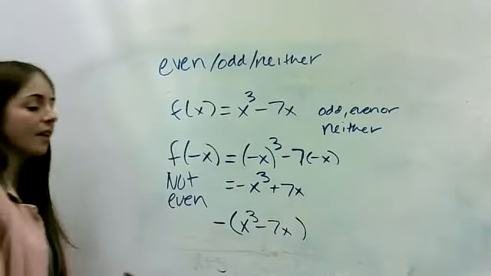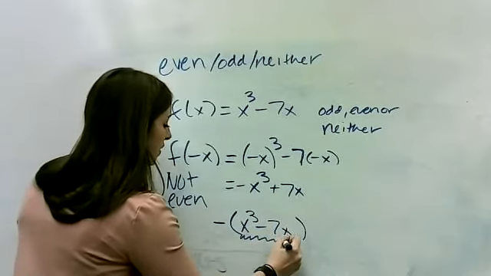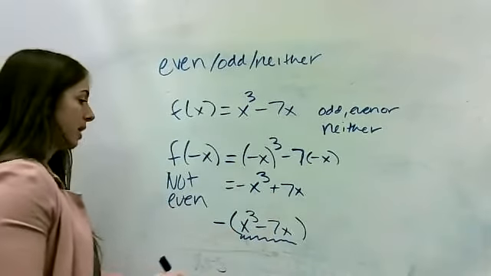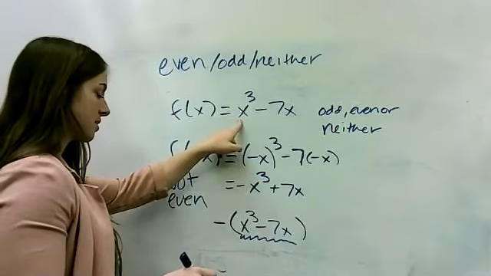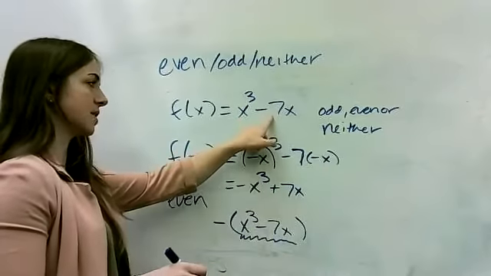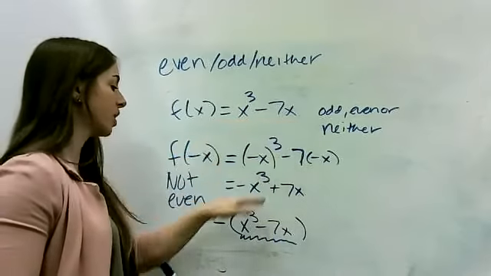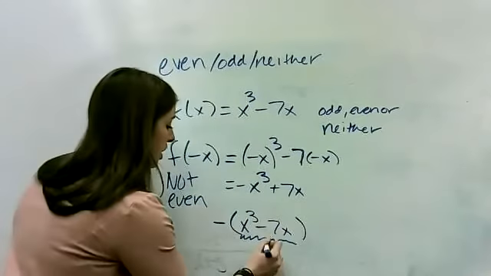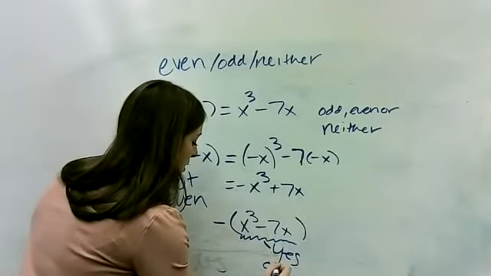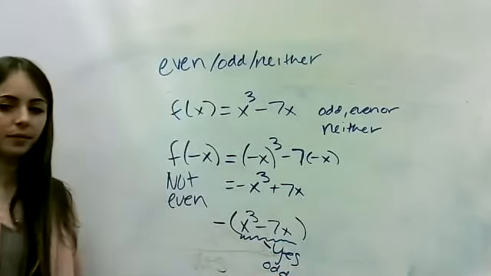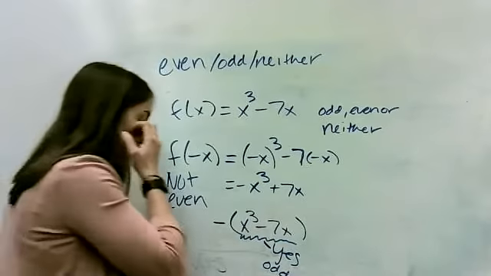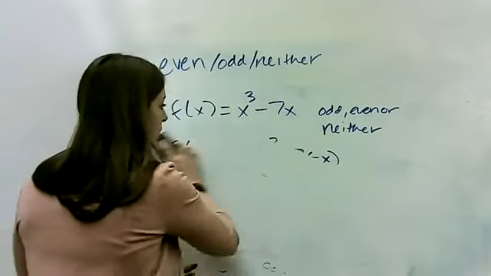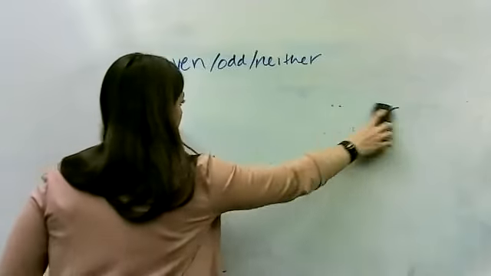Now, if what's left inside of my parentheses is what I started with, then it's odd. Positive x cubed minus 7x matches perfectly with what I have in parentheses. Disregard the negative out here. You get to say yes, it's odd. Okay, let's try another one. And that's it, that's all you have to do. You just have to say odd, even, or neither.